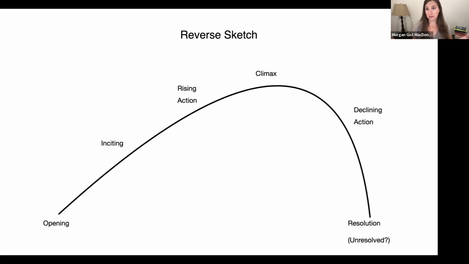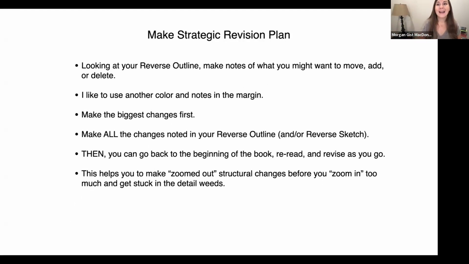And then this is also a separate piece of paper, right? A reverse sketch. This is one level zoomed out even more, where you're really only able to hit the most high level points of what's happening in the book. Yep. So this helps you to make a strategic revision plan.